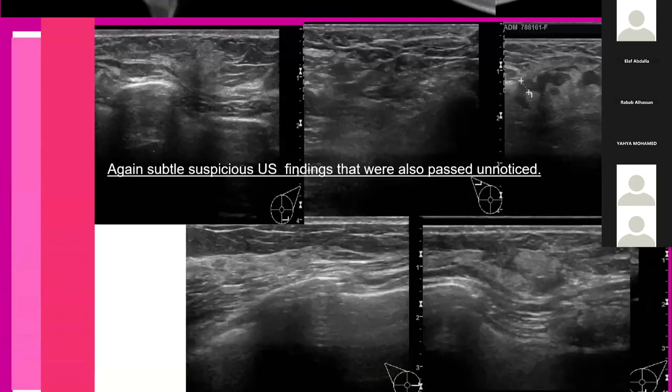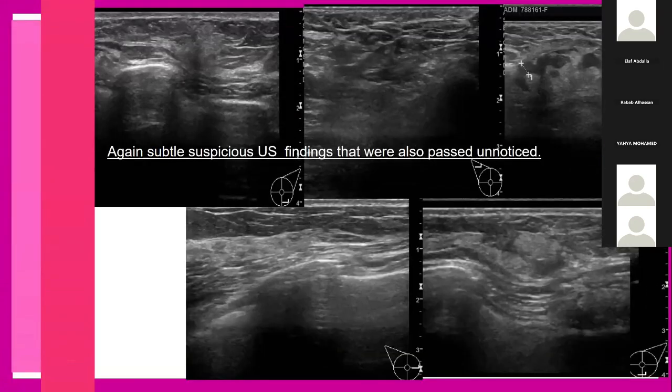The same radiologist performed ultrasound and reported it as unremarkable. But if you compare the two sides here, definitely the left side seemed to be hyperechoic or isoechoic to the parenchyma, but this is not typically normal.